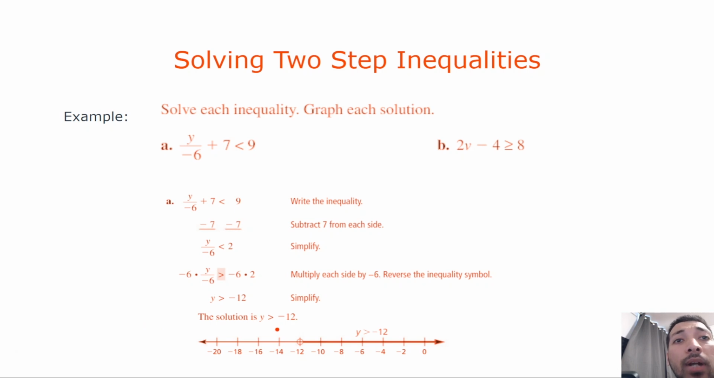Now this is how we graph this inequality. We have -12 right here. We just mark this with an open circle because there is no equal sign. And since it's a greater than symbol, we go all the way to the right.